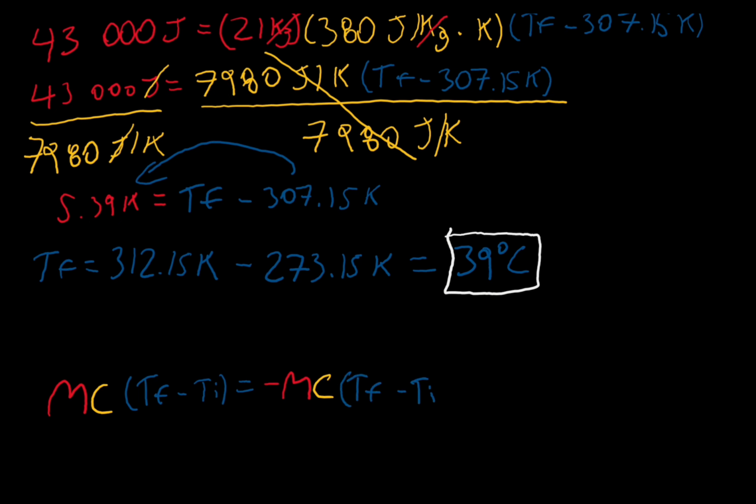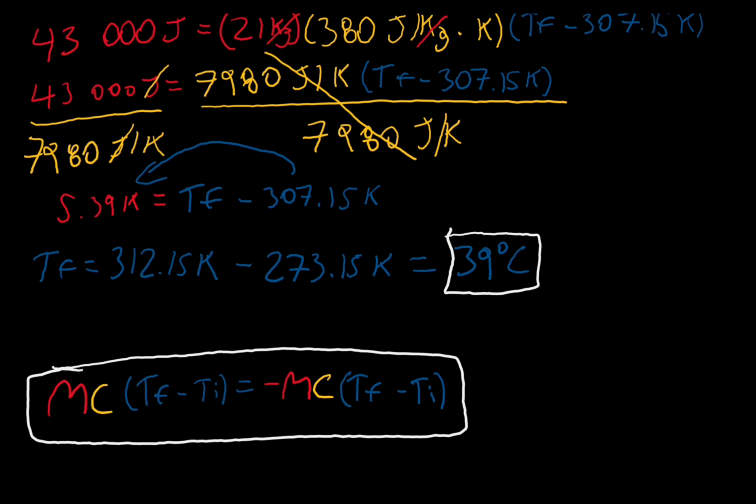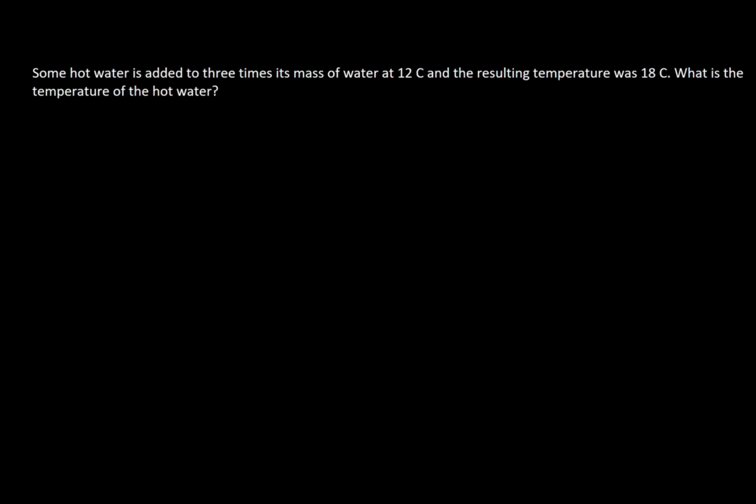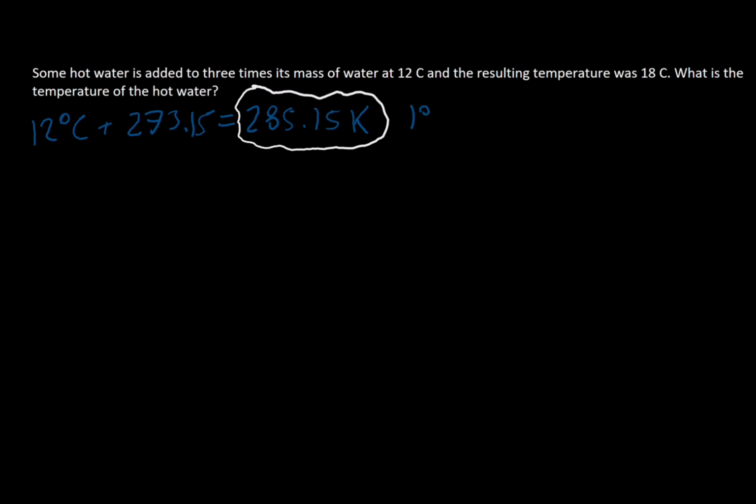change in temperature. Here I have a very good question for heat exchange. Some hot water is added to 3 times its mass of some more water at 12 degrees Celsius, and the resulting temperature was 18 degrees Celsius. What is the temperature of the hot water? So the first step is always to convert any temperatures in Celsius that we have into Kelvin. So this would turn out to be 285.15 Kelvin for 12 degrees Celsius and 291.15 Kelvin for 18 degrees Celsius.